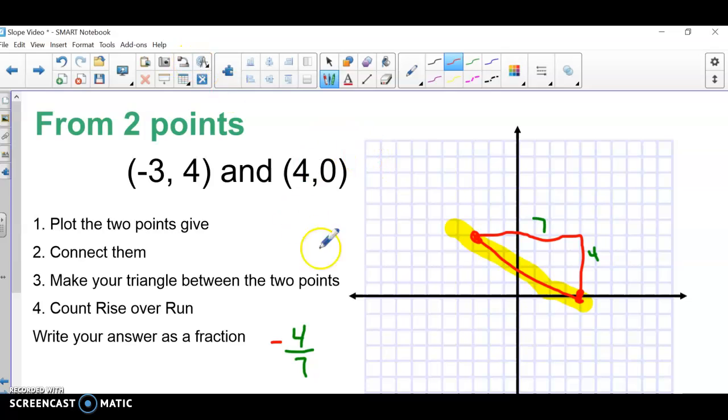So those are the three main topics that we're going to be talking about in slope and reviewing as we move on. Just a quick little reminder in case you need anything or have forgotten anything.